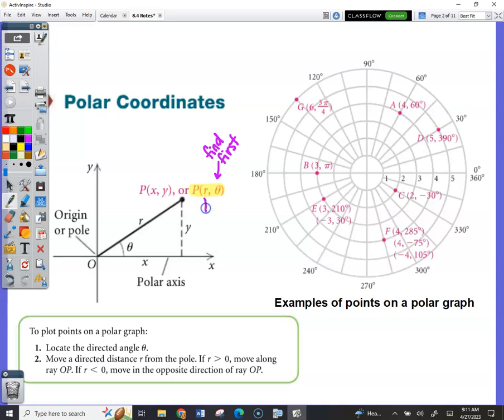Then draw an arrow to the r and make a note that you walk. Now this is important. You walk out if it's positive, or you walk back if it's negative. So I put right next to it a little plus sign to say that you're walking out if it's positive. If it's a negative r, then you're walking backwards. Okay?